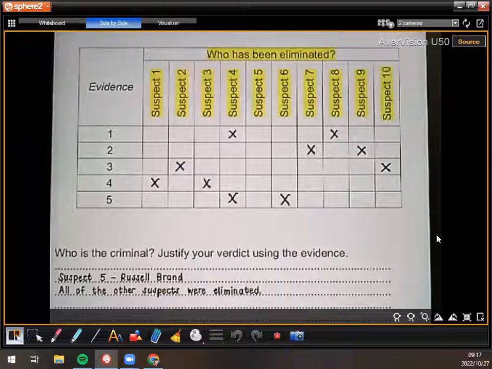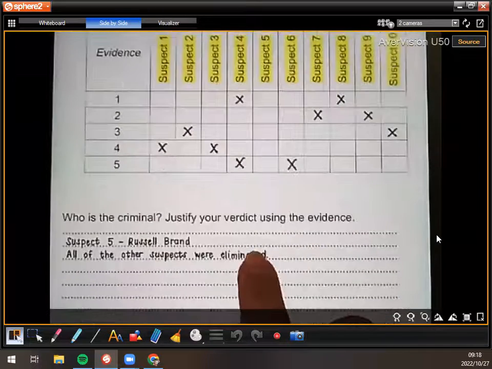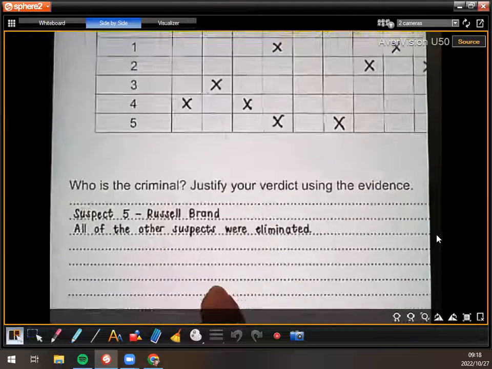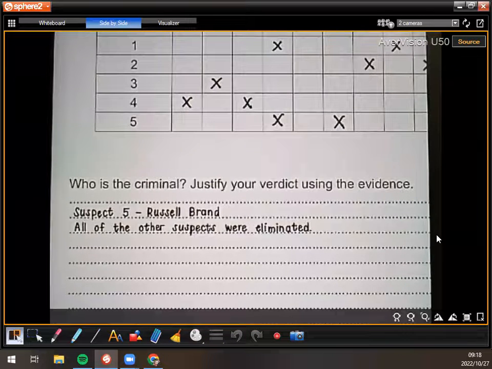Alright, guys, this was the answer. Subject 5. I wrote it down. Did you just look at it and go like, so much? It is, but everyone thinks you have to just write that.